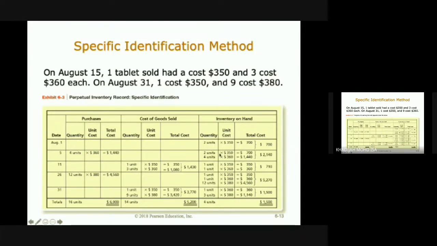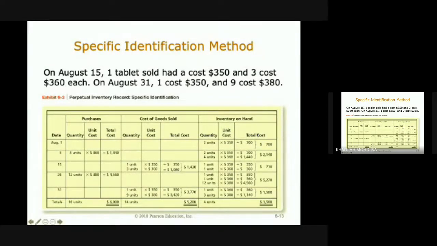Normally we have 3 columns here. We have the purchases: the quantity, how many units you purchase, and the unit cost, and then the total cost. The second column is cost of goods sold, referring to the goods that you sell: how many units you sell and the unit cost, which in this case is very specific because you're using specific identification, and then the total cost. The final column is your inventory on hand, similarly with the quantity, unit cost, and total cost.